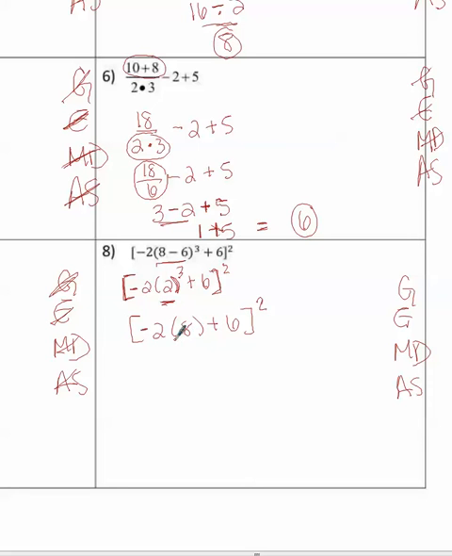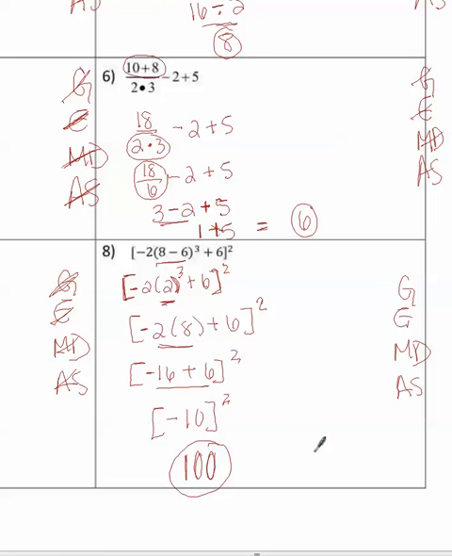So now you want to multiply or divide from left to right. So negative 2 times 8 is negative 16 plus 6, all squared. Negative 16 plus 6 is negative 10. Now you have brackets around the negative 10 squared. So if you were to expand this, it would say negative 10 times negative 10, which gives you a positive 100. Circle your final answer.